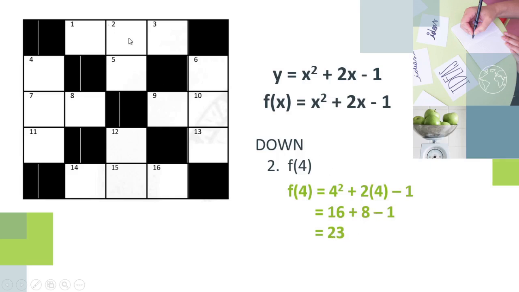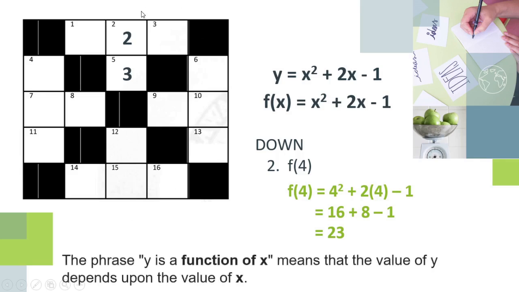O, sulat natin siya downwards. 23. Ayan po. Ganyan po ha. Ganyan natin lalagay yung mga sagot natin dito sa ating cross number puzzle. So again, on our note, the phrase y is a function of x means that the value of y depends upon the value of x. Yun lamang po ang kanyang ibig sabihin.